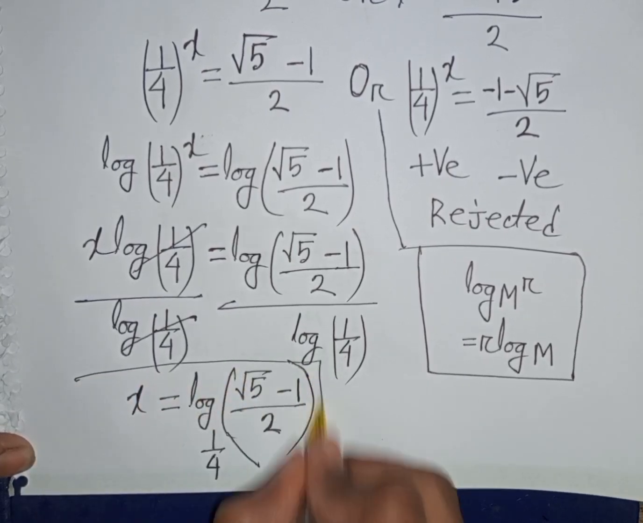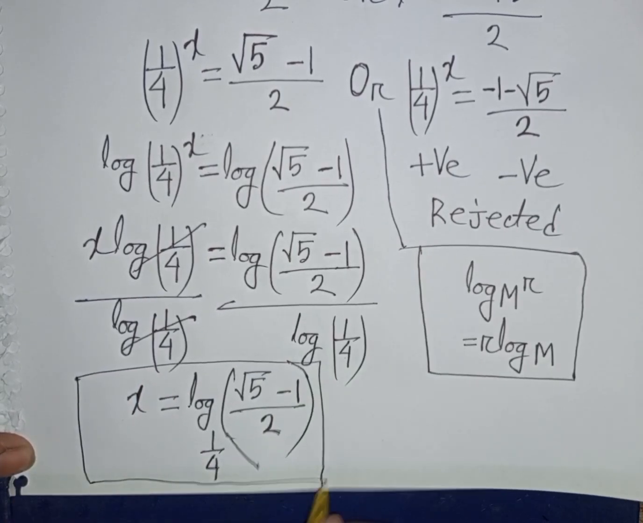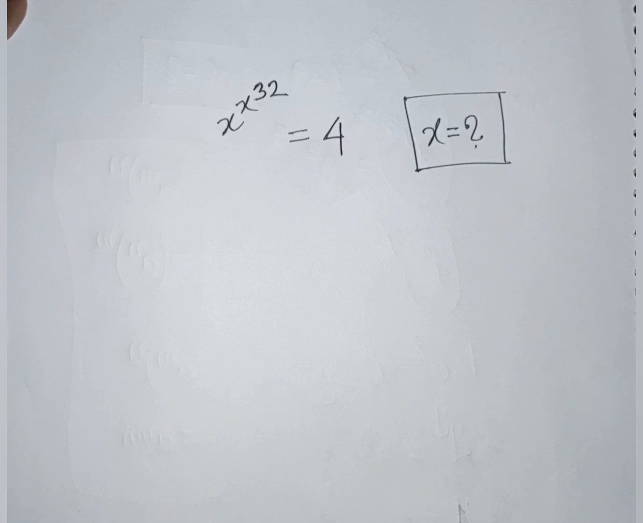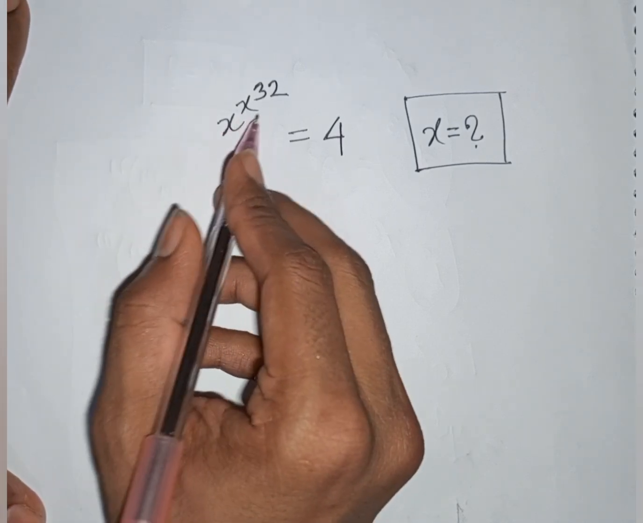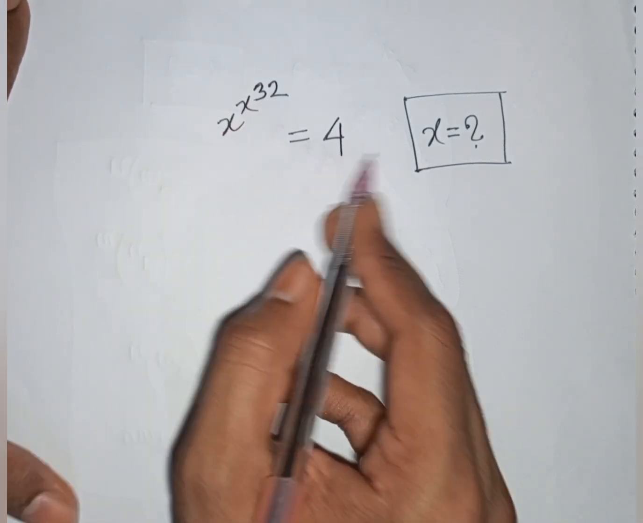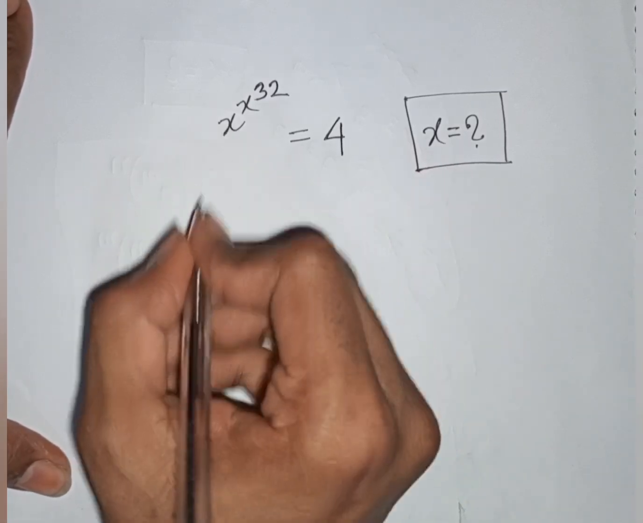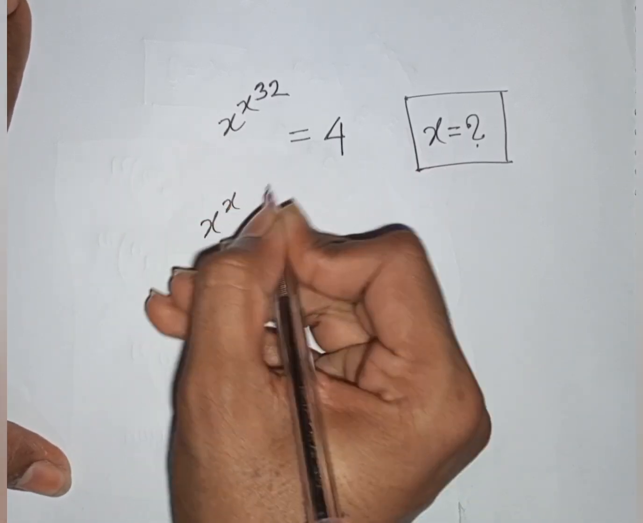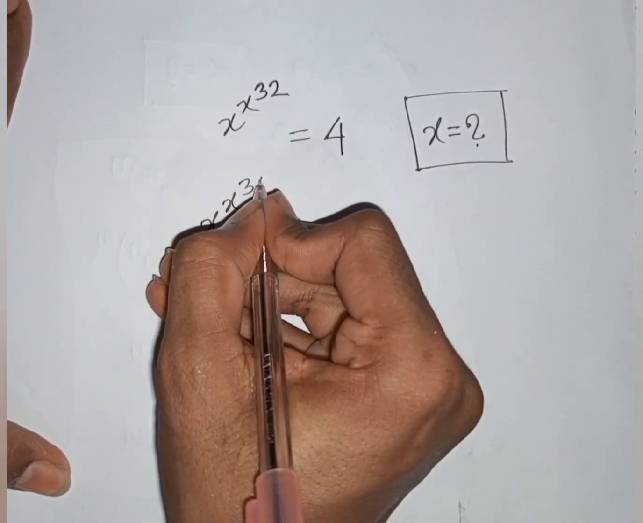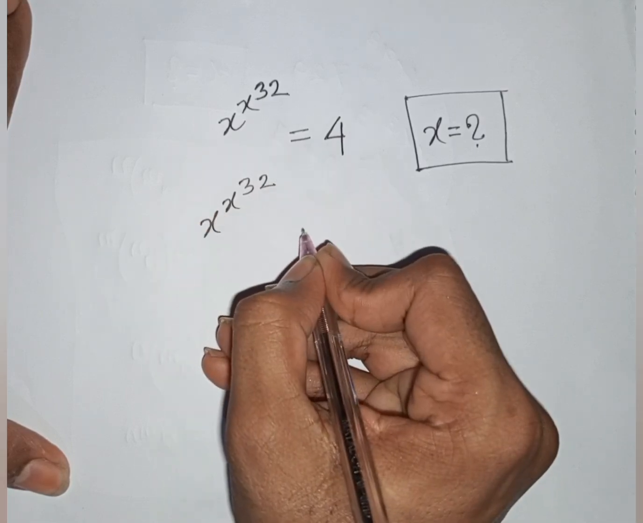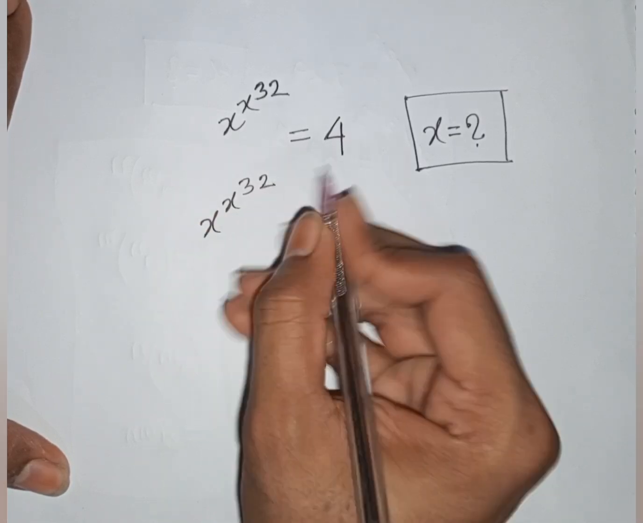So, how to solve x power 32 is equal to 4? Find the value of x. So we have x^32 is equal to 4.